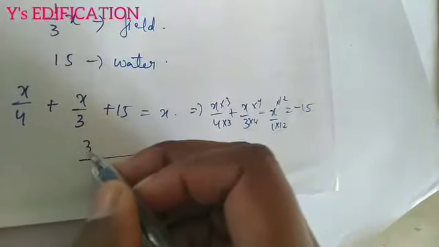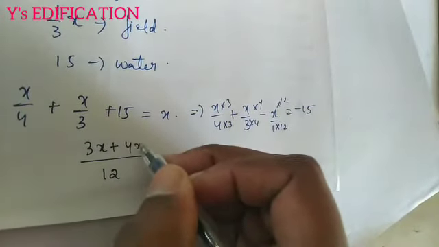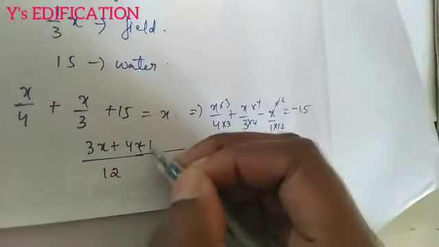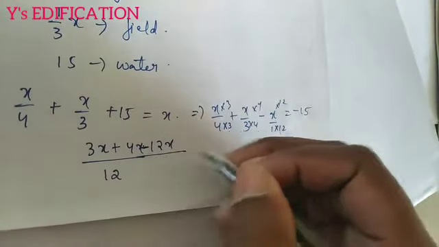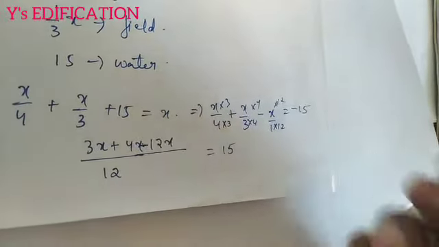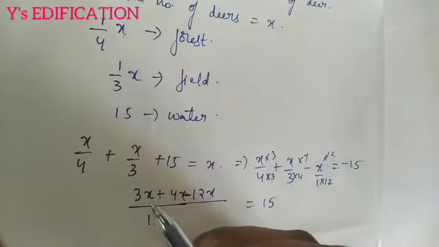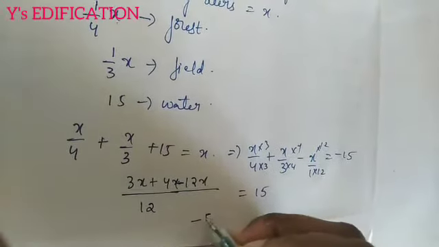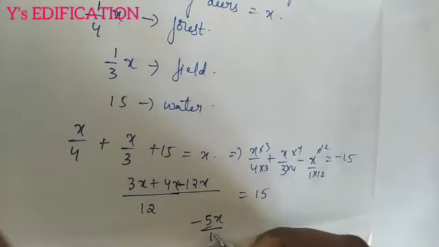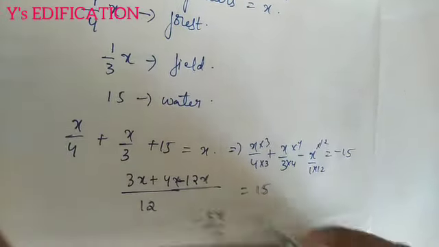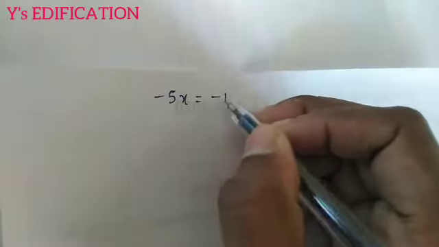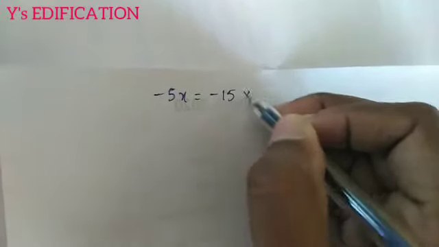So we will get x into 3 is 3x, plus 4 into x is 4x, minus 1 into 12 is 12x, is equal to 15. So add this: 3 plus 4 is 7, 7 minus 12 is minus 5x by 12 is equal to 15. So it will become minus 5x is equal to minus 15 into 12.